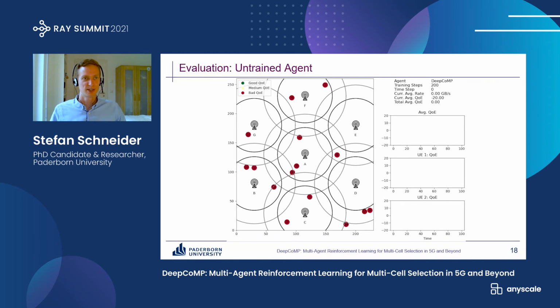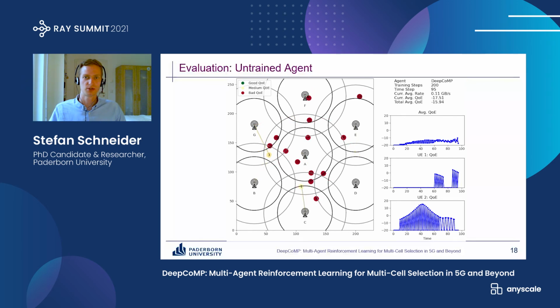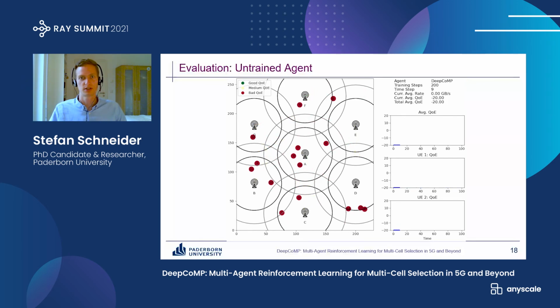Okay, so the implementation is done. We have our environment, we have our agents. Now, of course, the question is, does any of this really work? And for that, let's start with an untrained agent. So an agent that's initially randomly initialized, so it starts with random actions. And what you'll see here is that this, of course, does not work well at all. Here we have the centralized DeepCoMP approach that's trained for 200 steps. So this counts as not trained at all because it's so little training.